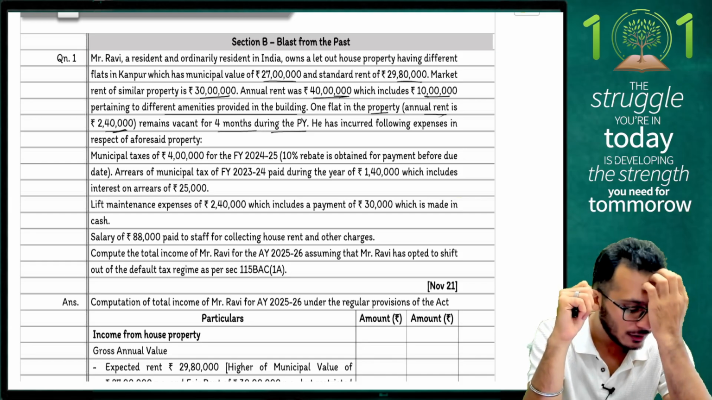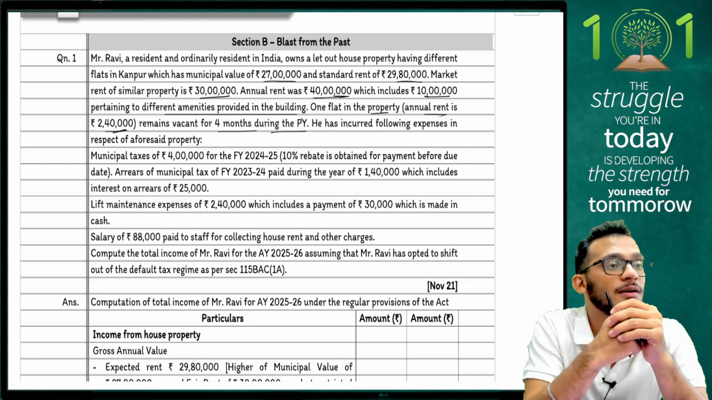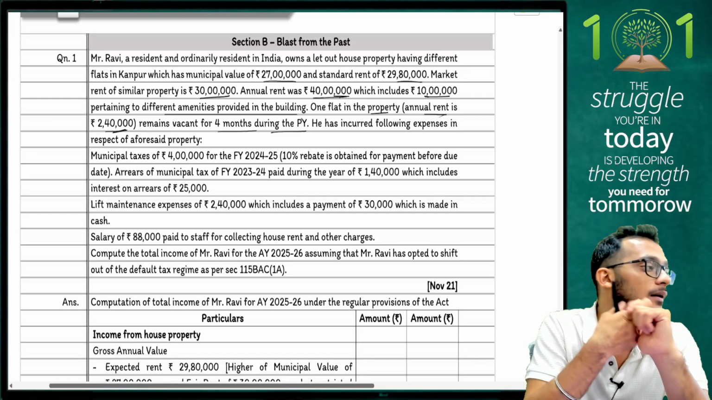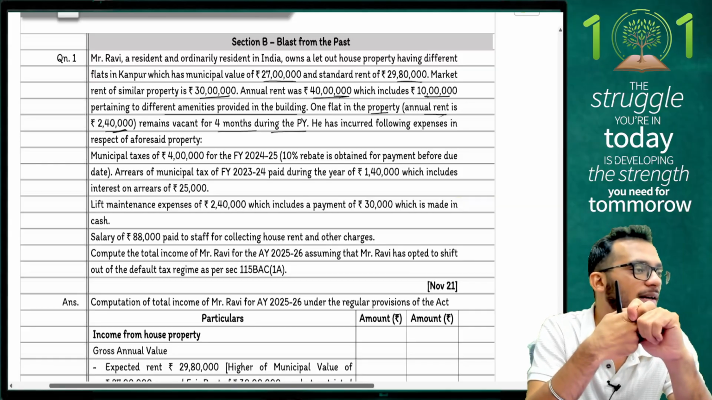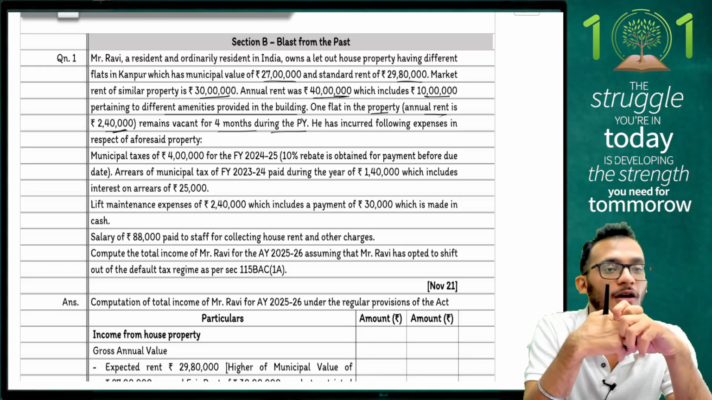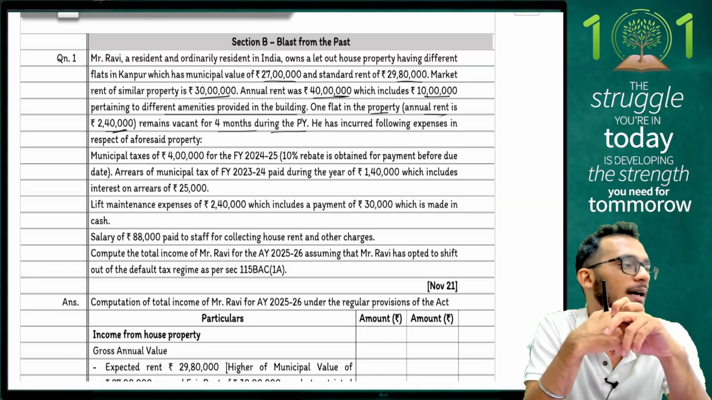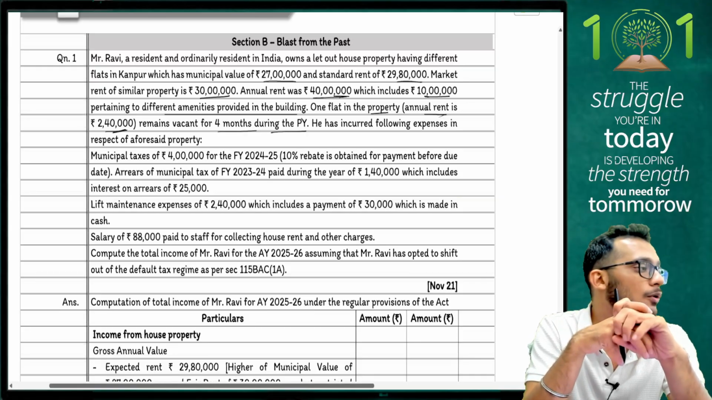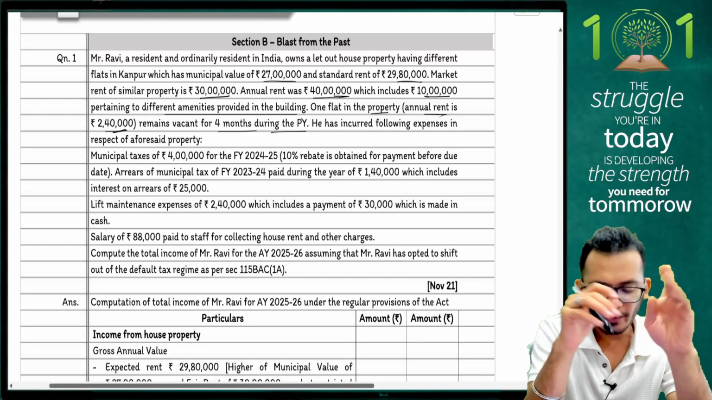Municipal taxes is 4 lakh rupees for 24-25. People, municipal tax you paid for house, for amenities, or for both? For the house. When will you pay municipal tax for amenities? People, amenities are for your own benefit. Do you think the government is going to charge you tax on that? Municipal tax is only for the house and goes only under HP.